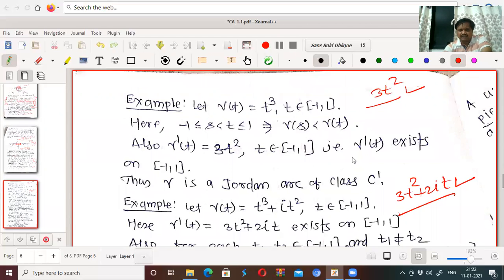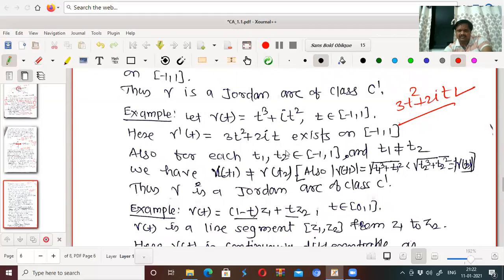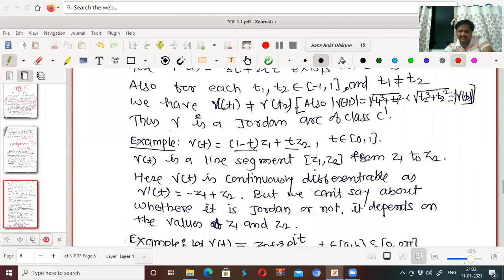It is a Jordan arc, a simple curve, because different points have different images. This exists, so it is a Jordan arc of class C1. That means smooth curves are there. This is also a smooth curve: gamma t equal to 1 minus t times z1 plus t times z2, where t belongs to 0 to 1. Gamma t is a line segment which joins z1 to z2.